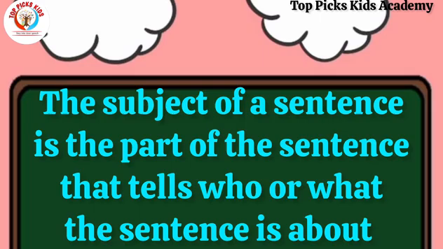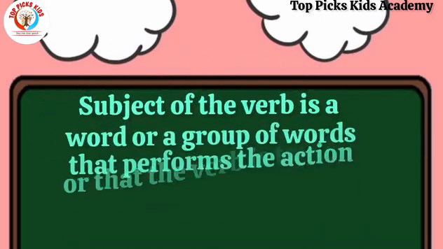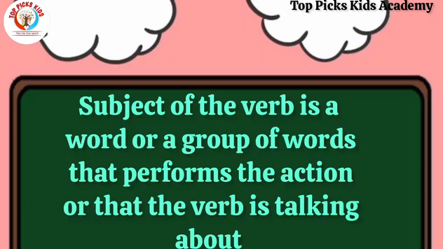So, let's give more explanation on both. The subject of a sentence is a part of the sentence that tells who or what the sentence is about. It's usually a noun or a noun phrase or a noun clause. And it answers the question who or what the sentence is talking about. While the subject of a verb is a word or a group of words that performs the action or that the verb is talking about. It answers who or what person the action is talking about.